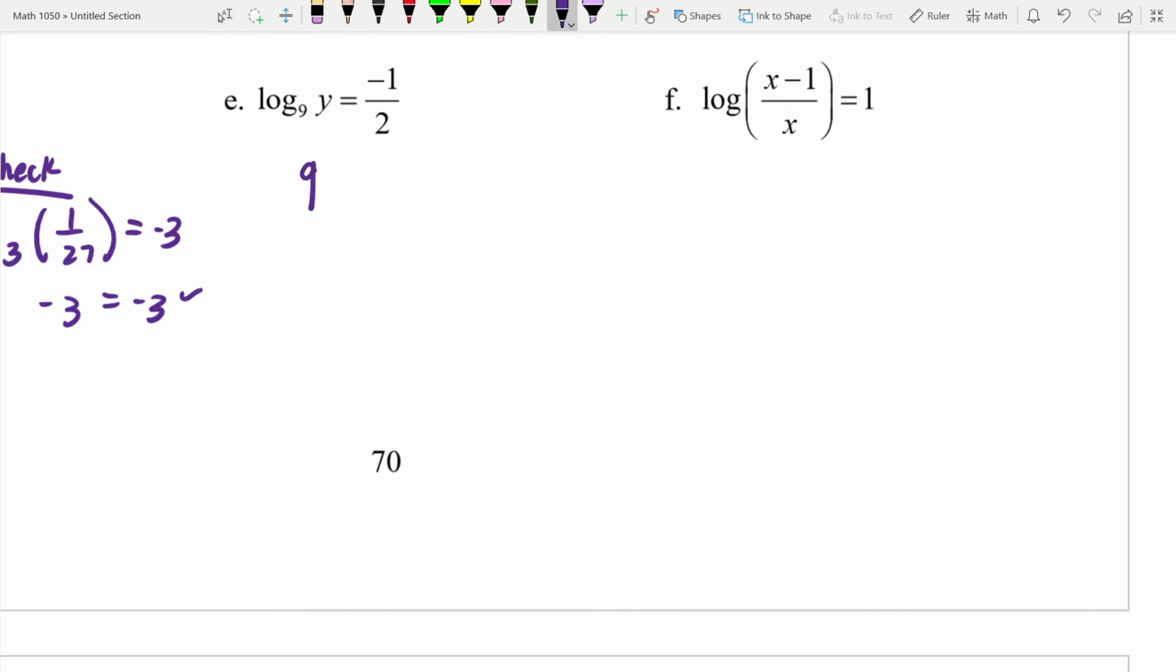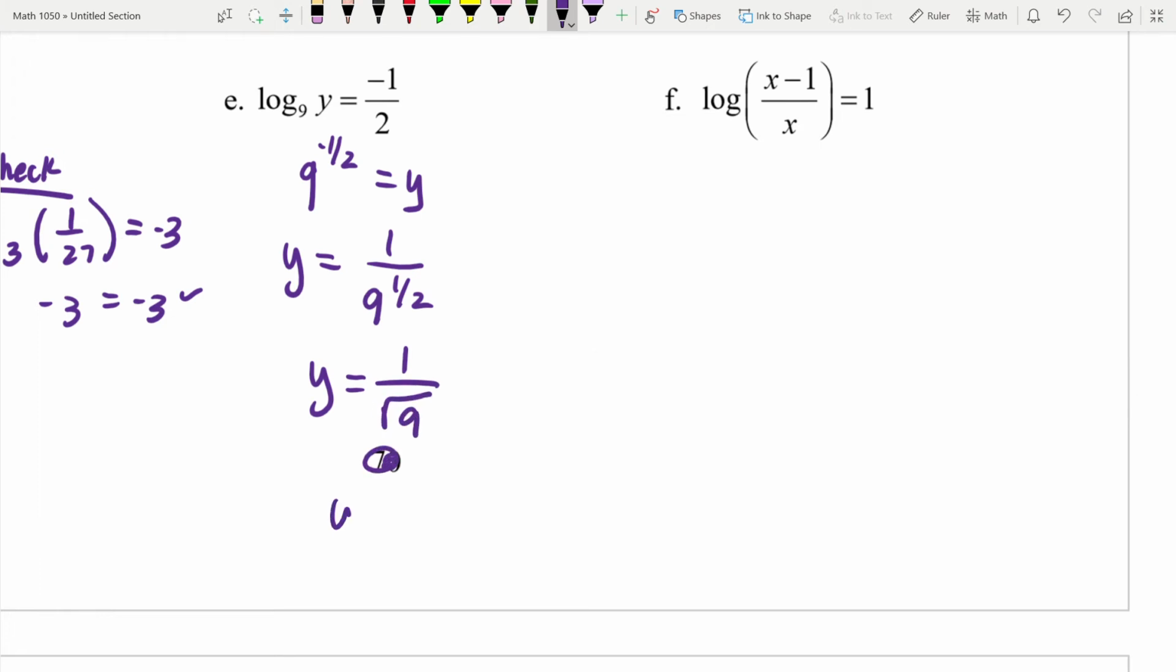So we have 9 to the negative 1/2 is equal to y. Negative 1/2 is awkward. Make it a positive. So it's 1 over 9 to the 1/2. What is 9 to the 1/2 equal to? Well, how do you rewrite that? Square root of 9. And what's the square root of 9? 3. Your answer is 1/3.